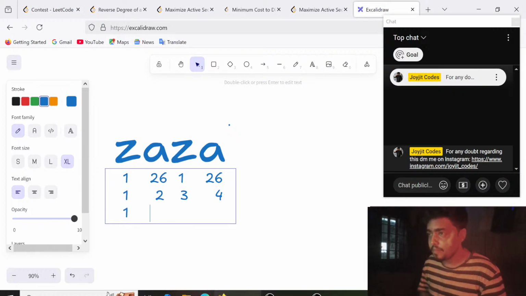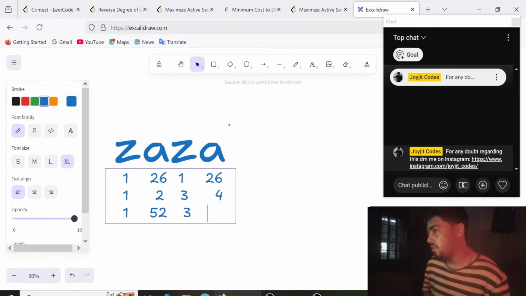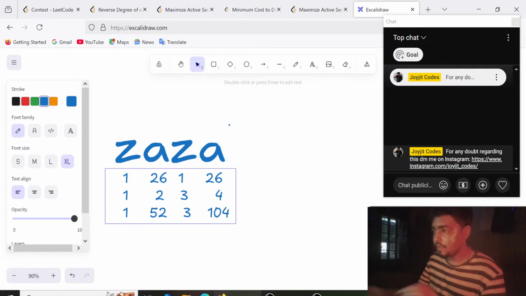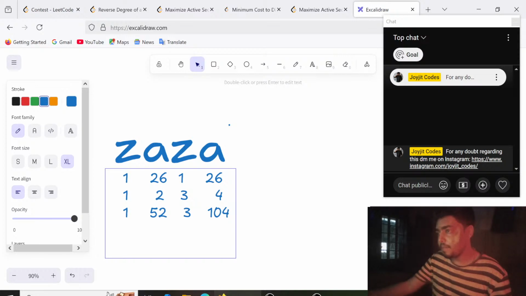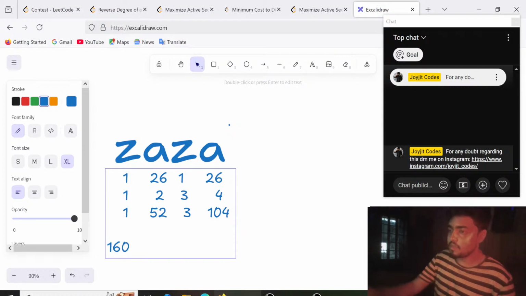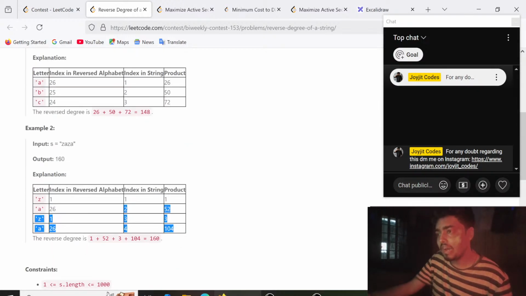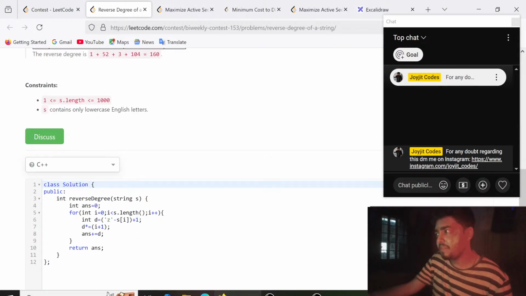So 1 into 1 is 1, 2 into 26 is 52, 1 into 3 is 3, 26 into 4 is 104. Now if you add them up, I think it becomes 160. Let's check it. Yeah, it becomes 160. Now they have also shown how to do it. It's basically very simple. I'll just go with the code directly.